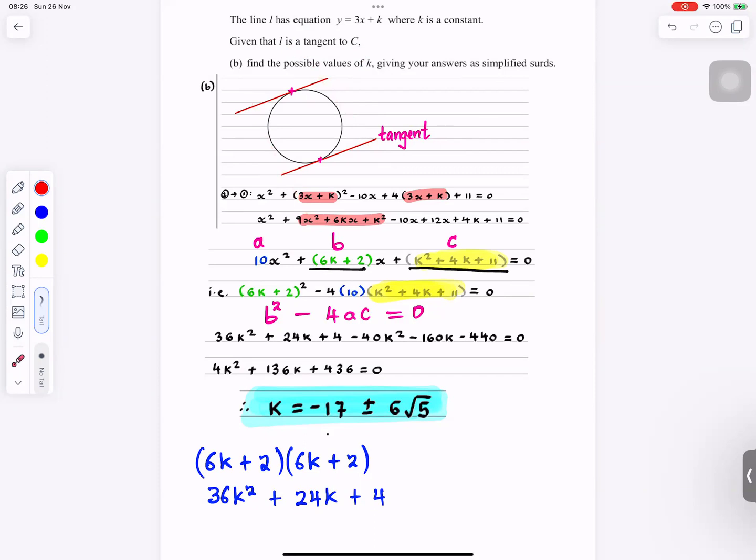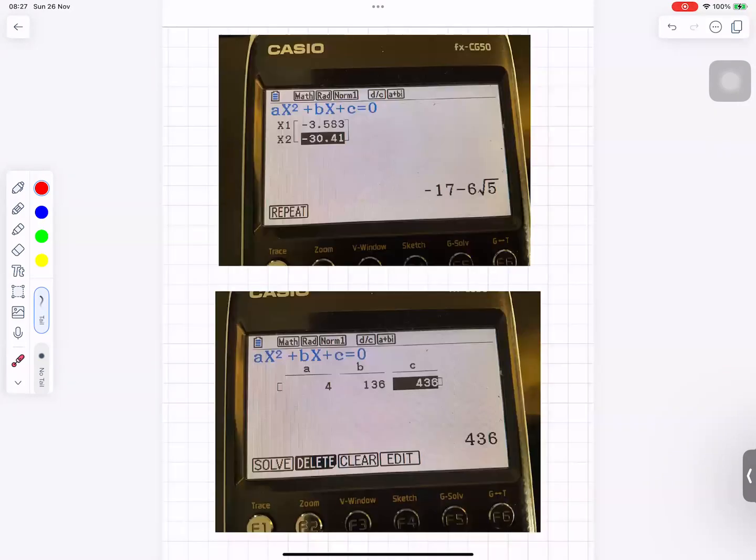So what you want to do is take 3x plus k and replace y in the formula for the circle, and then you will get a quadratic. Be very careful when you do the quadratic because it's a tangent: b squared minus 4ac equals 0. So first of all, identify a. A is 10, b is 6k plus 2, and c is k squared plus 4k plus 11. Make sure you know a, b, and c properly. Put that in the formula b squared minus 4 times a times c. Then you solve the quadratic and you'll get those two answers. Use the graphics calculator to solve the quadratic to get the two answers.